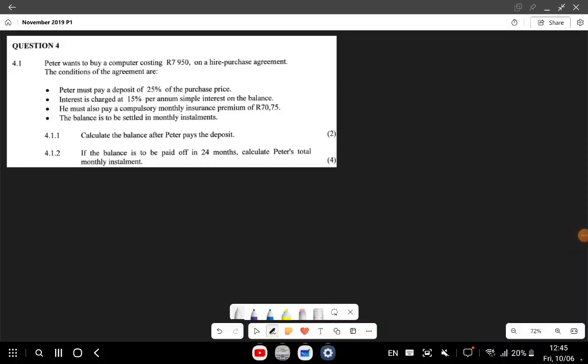November 2019, Paper 1, Grade 10, Past Papers, Question 4.1. Peter wants to buy a computer costing 7,950 Rand on hire purchase. The conditions are as follows.